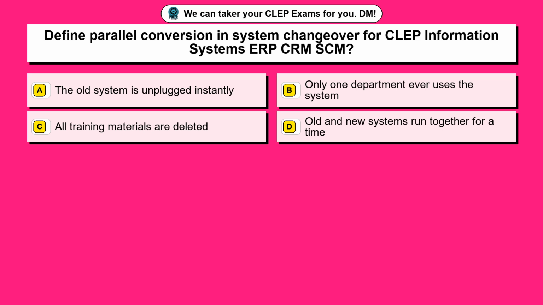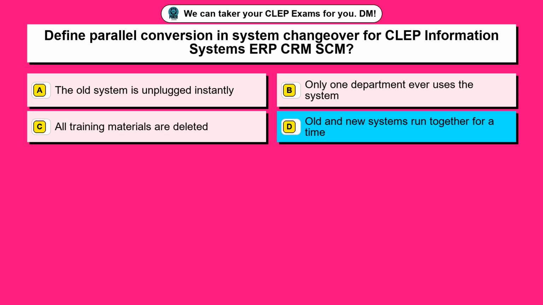Question 76. Define parallel conversion and system changeover for CLEP Information Systems ERP CRM SCM. Option A. The old system is unplugged instantly. Option B. Only one department ever uses the system. Option C. All training materials are deleted. Option D. Old and new systems run together for a time.